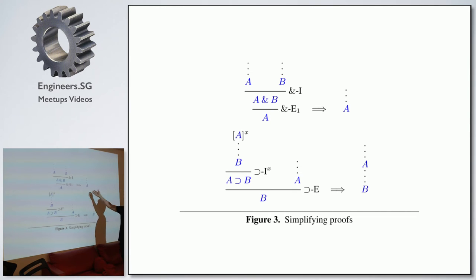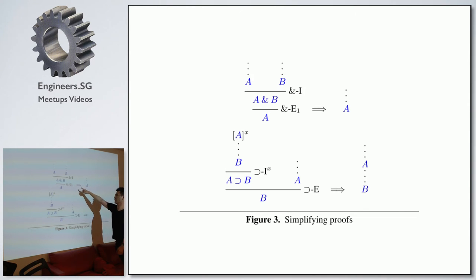It's kind of the same as saying, because you already got A, just conclude with A, simplify it. You don't have to do roundabouts. But this only works. The pattern here is that it's always a pair of introduction and elimination of the same connective.